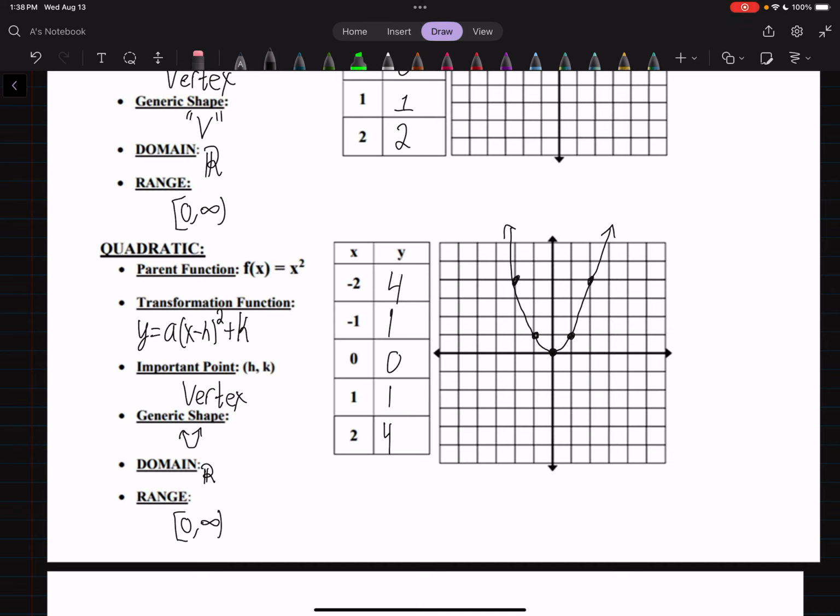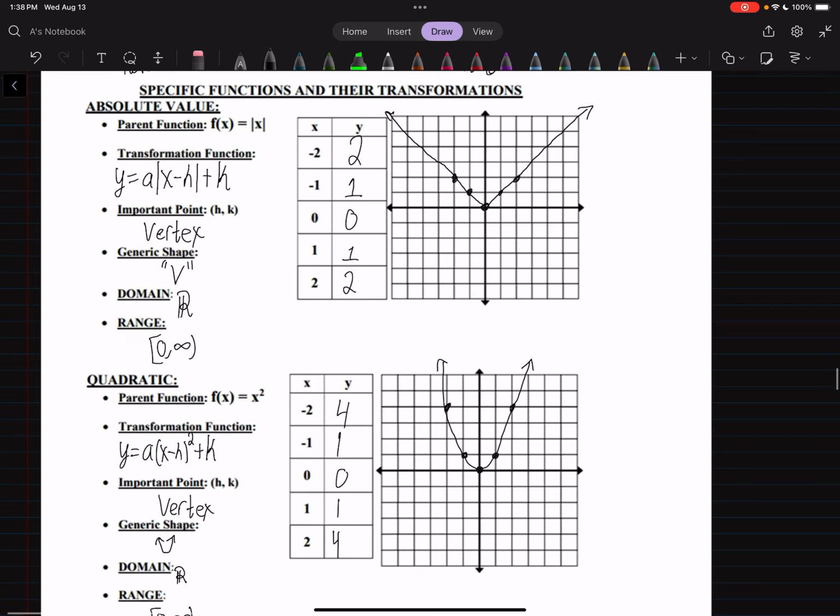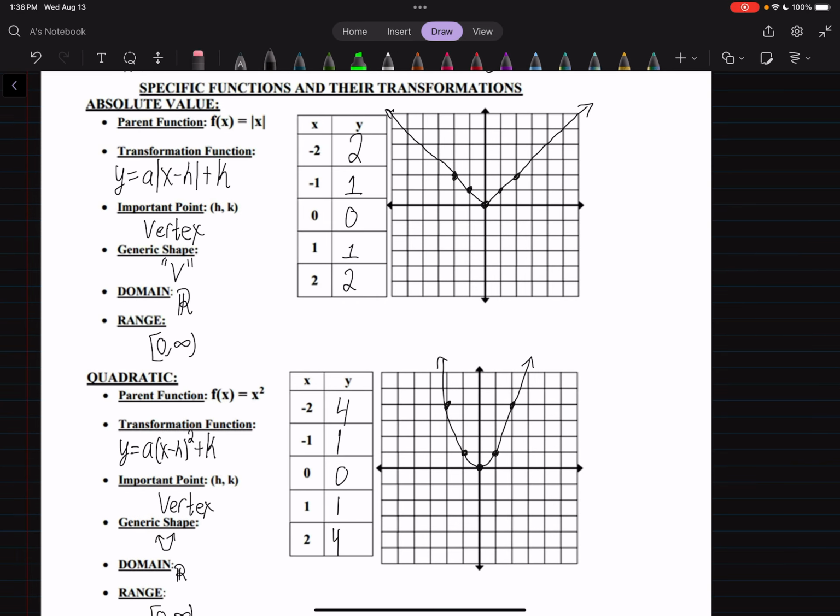Quadratic, your transformation function, the standard form, y is equal to a times parenthesis x minus h close parenthesis squared plus k. Once again, h, k is your vertex. It is shaped like a U, and your domain and range are the same as absolute value. I have a table filled out and a picture of both.